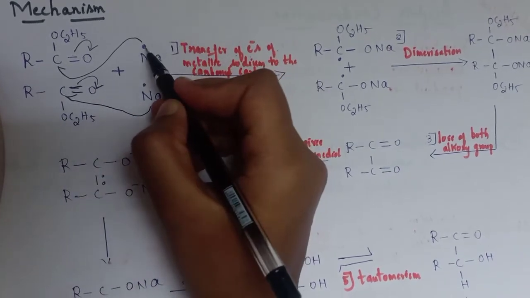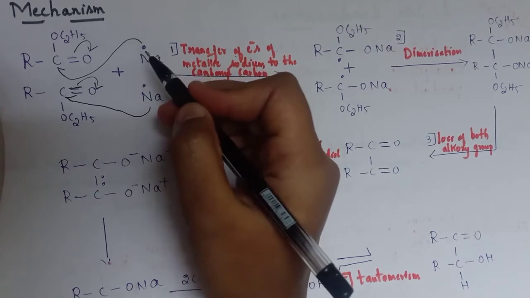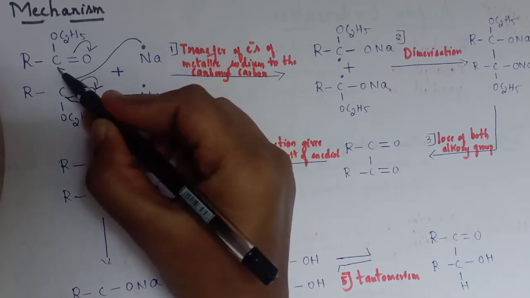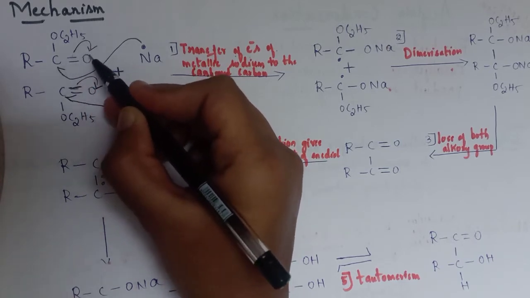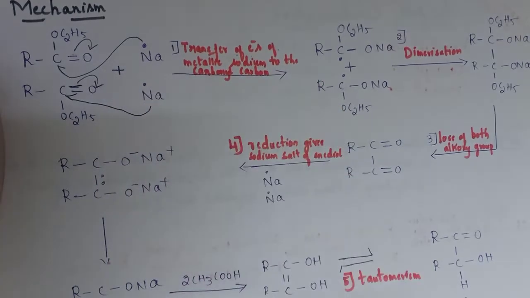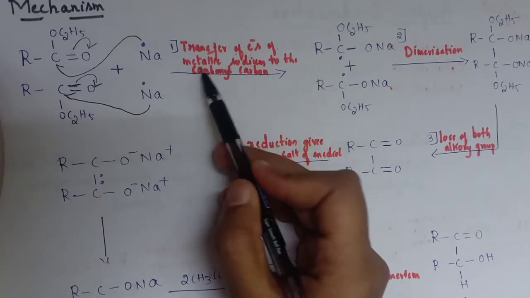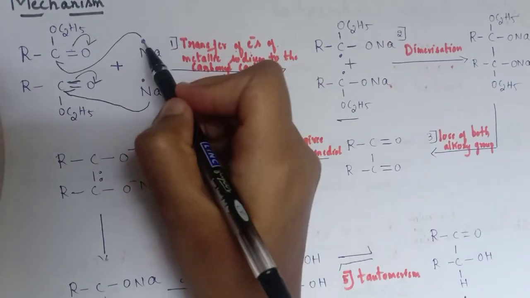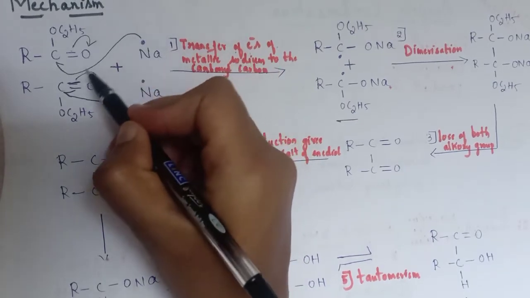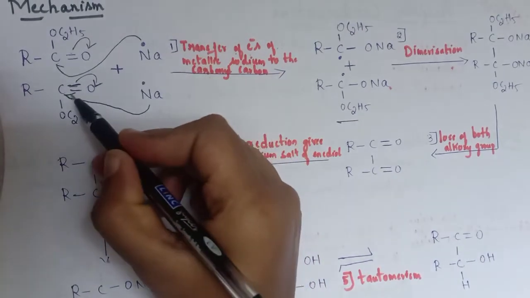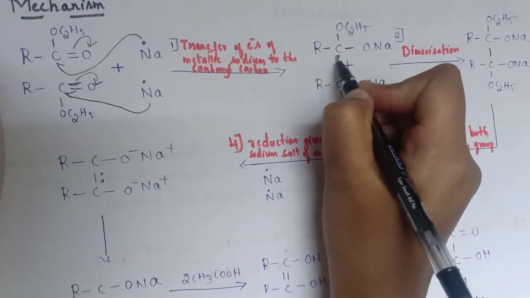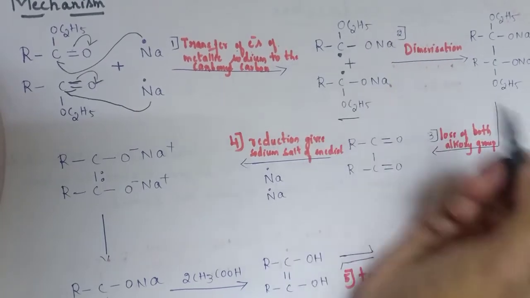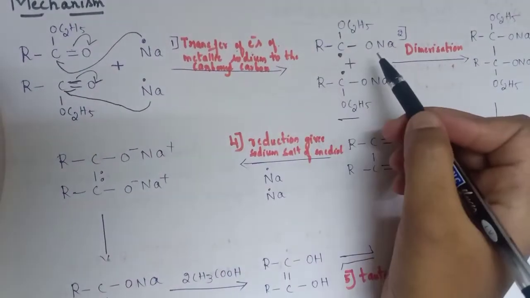Here also the same thing happens. Here is an electron, and it has a tendency to donate it because it is a metal. This electron is shifted towards this carbonyl carbon, and one of the bonds is shifted towards the oxygen. So the first step is completed, that is, the transfer of electrons of metallic sodium to the carbonyl carbon. So I have transferred the electron to this carbonyl carbon and this electron to the other carbonyl carbon. I have mentioned the electrons here, one on this carbon and one on this carbon, and here is the product of the first step.